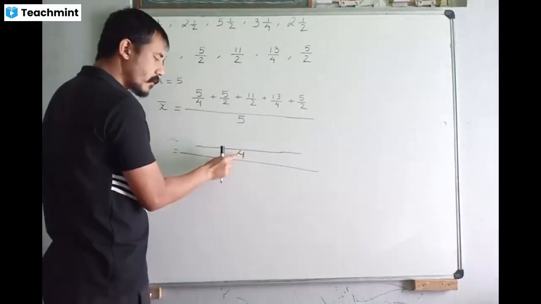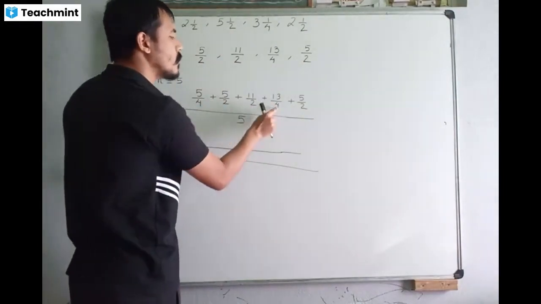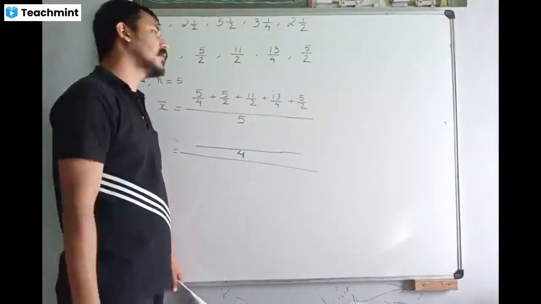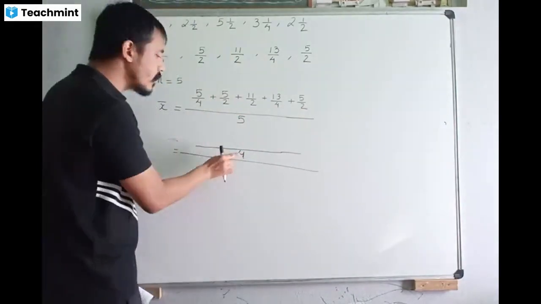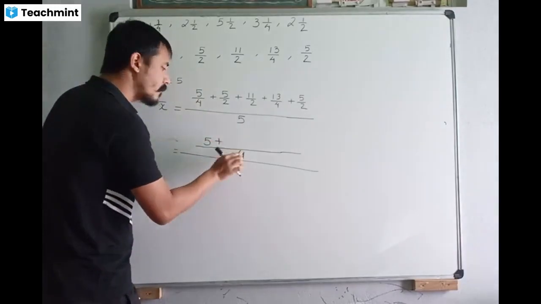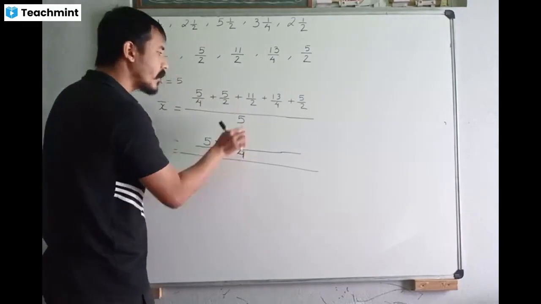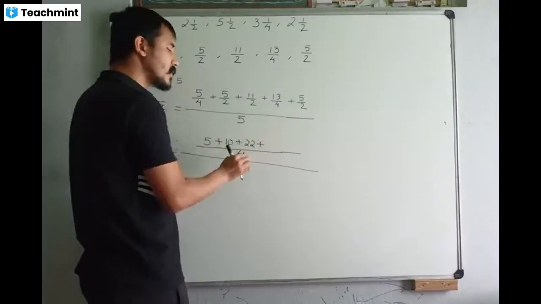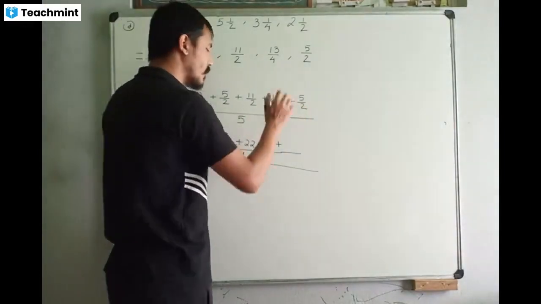Here the LCM is 4. So this 4 has to be divided by each of these denominators. Whatever you get, it has to be multiplied to their corresponding numerators. Let's see. 4 divided by 4, 1. 1 times 5 is 5. 4 divided by 2 is 2. 2 times 5 is 10. 4 divided by 2 is 2. 2 times 11 is 22. 4 divided by 4 is 1. 1 times 13 is 13. 4 divided by 2 is 2. 2 times 5 is 10.